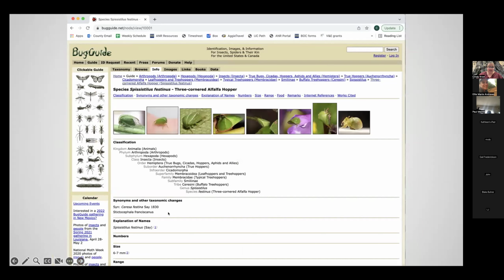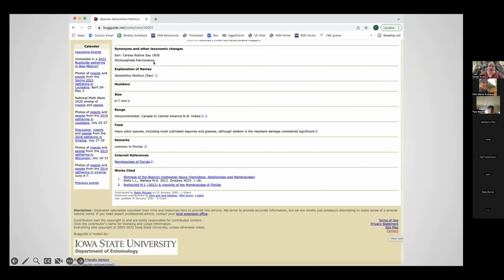And then as I start scrolling down, I see different information about this insect, the size, and it's like, okay, this is the proper size, the range, transcontinental, Canada to Central America and West Indies. Okay, well, this species would be found in California. That makes sense. Food, other resources. So you can click on here to learn more about these insects.